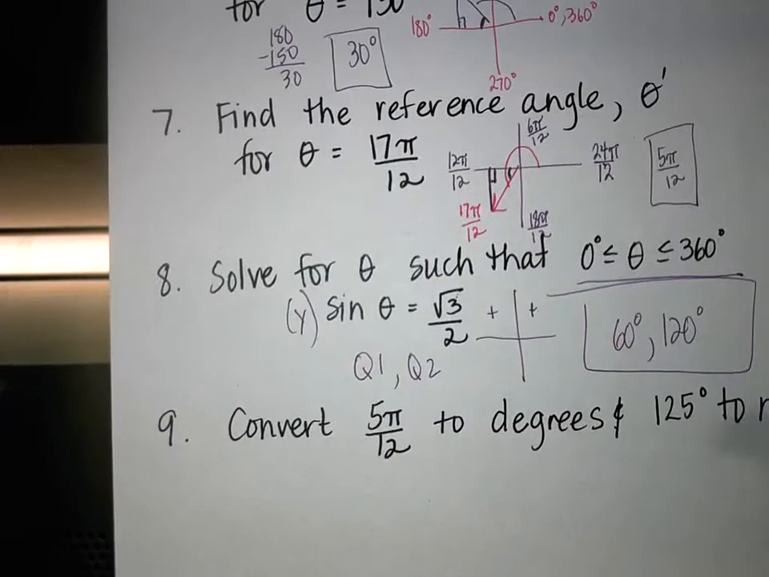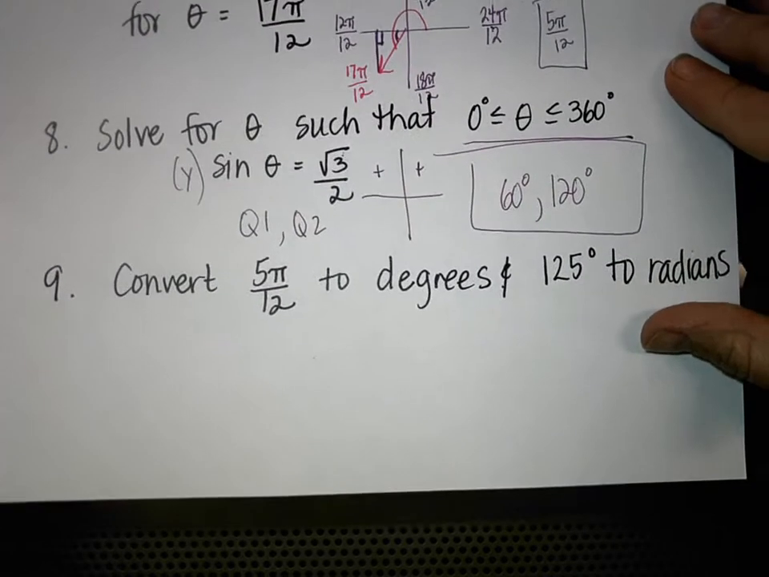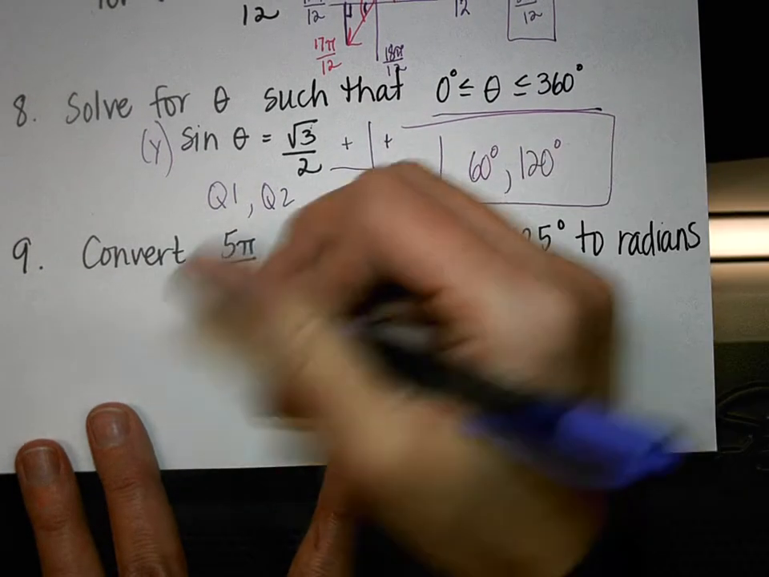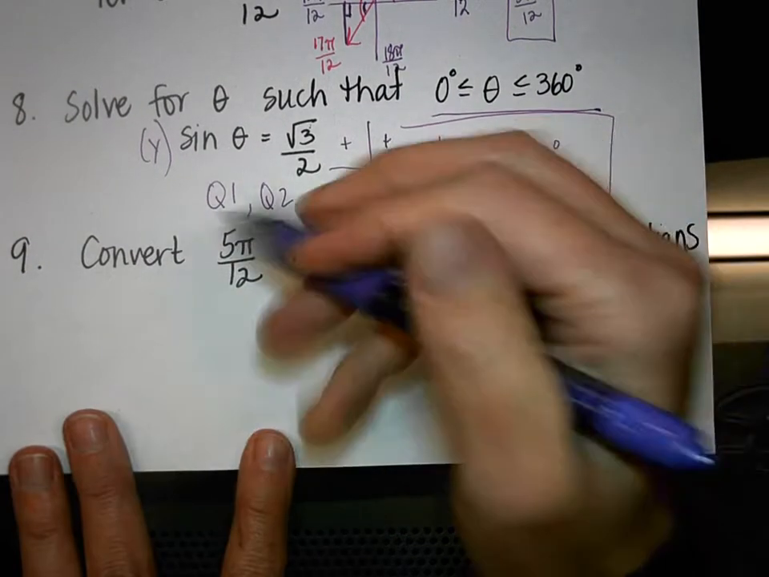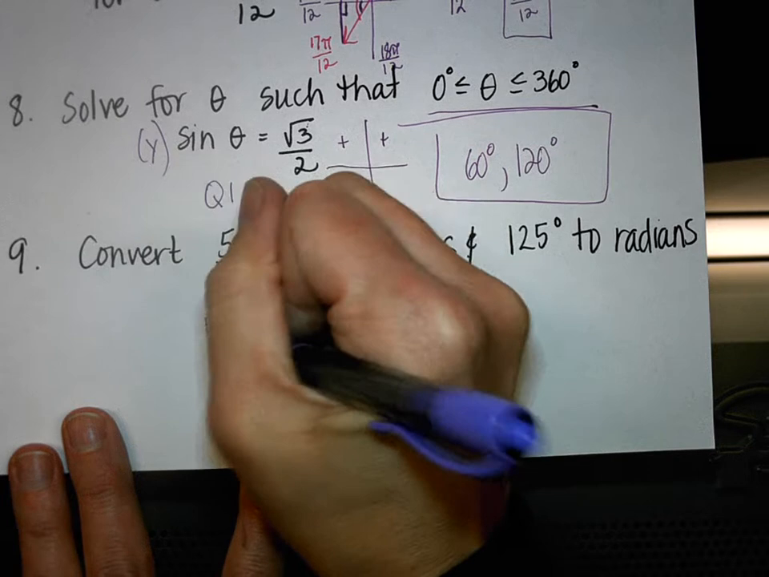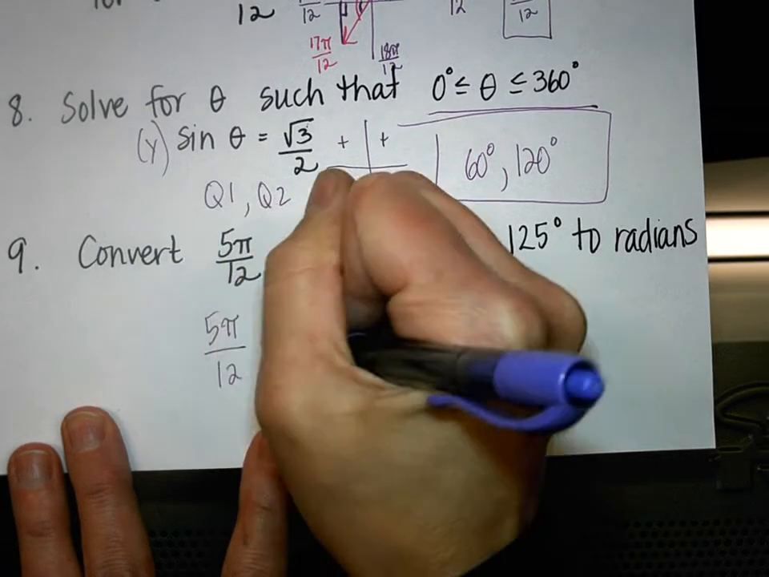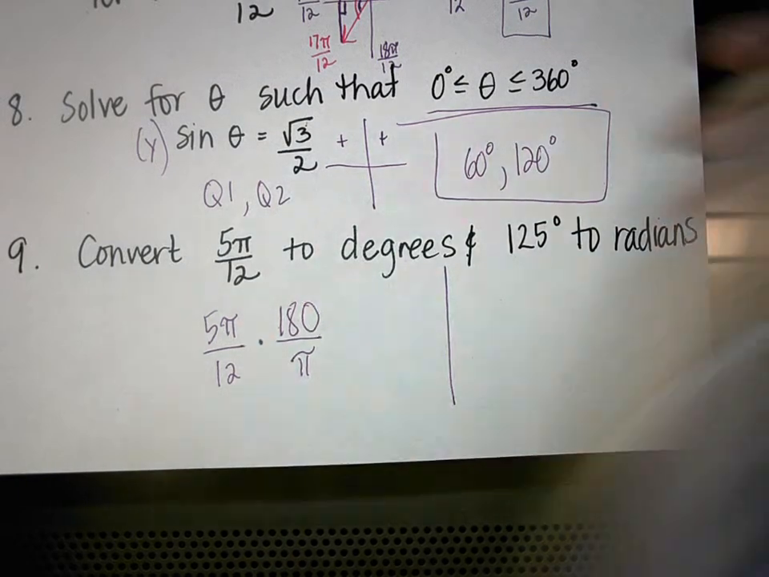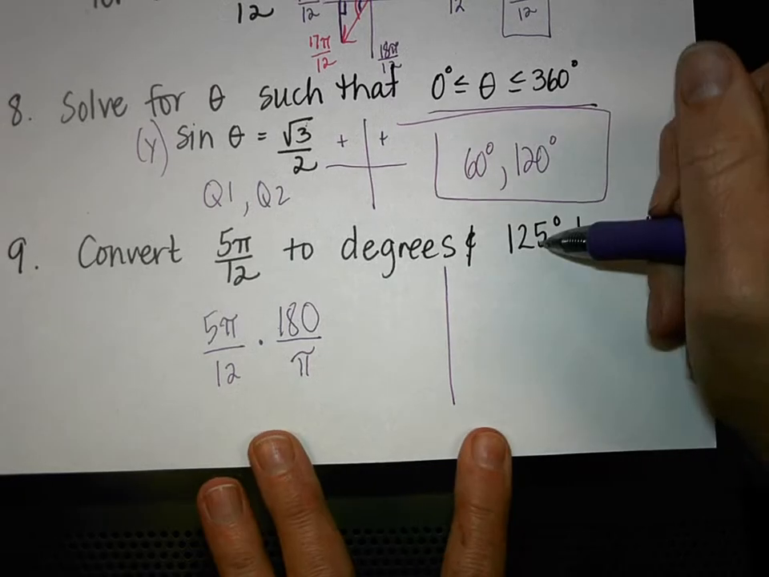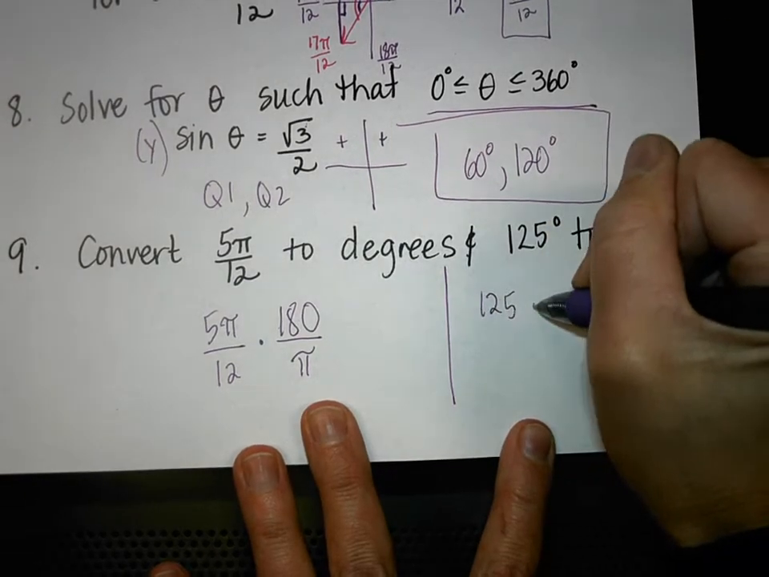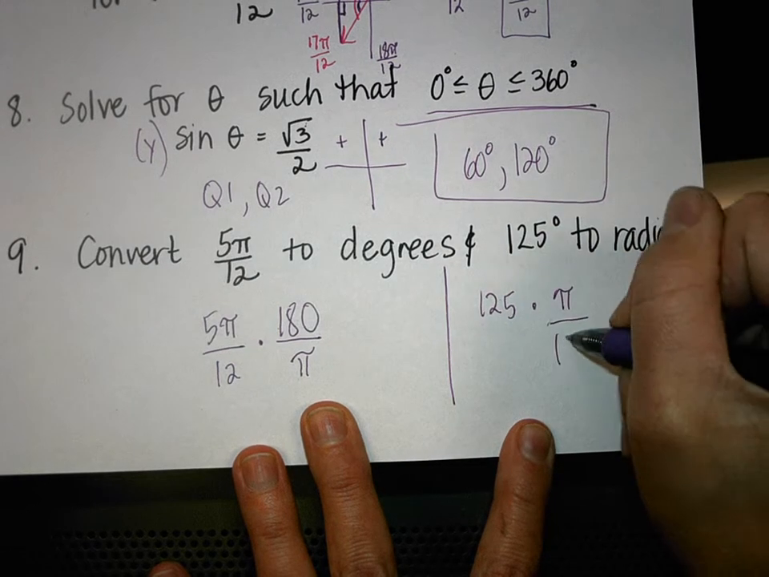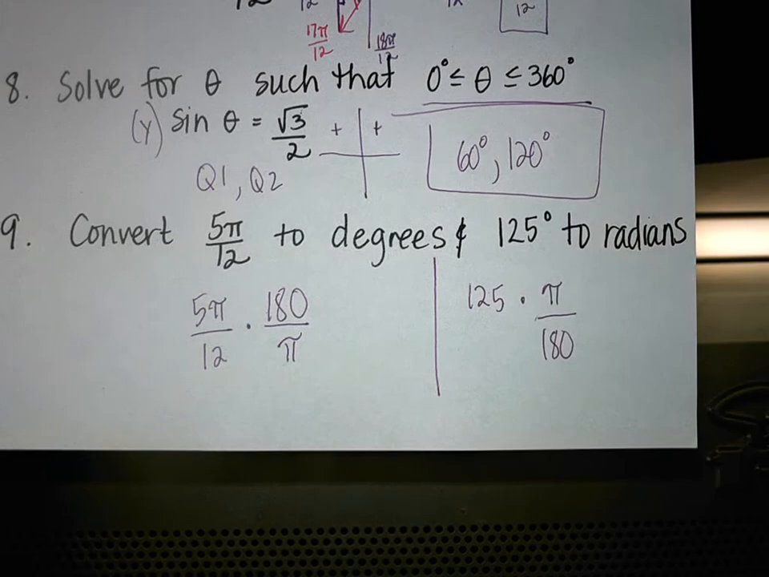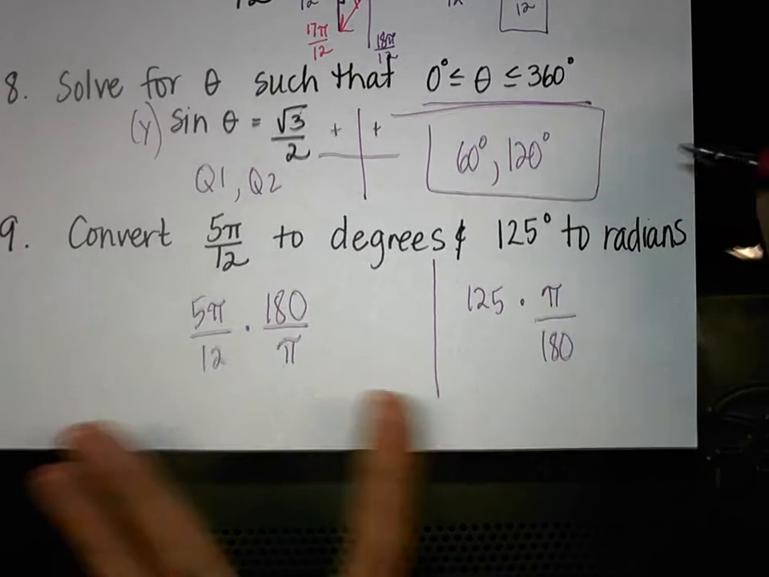Okay, number 9. We are converting to degrees and to radians. When you are converting from radians to degrees, you are multiplying by 180 over pi. We are trying to eliminate pi. When you're changing degrees into radians, you are multiplying by pi over 180. You want the pi to end up being on top. So it's either going to be 180 over pi or pi over 180, depending on what you need. And then you can just reduce.